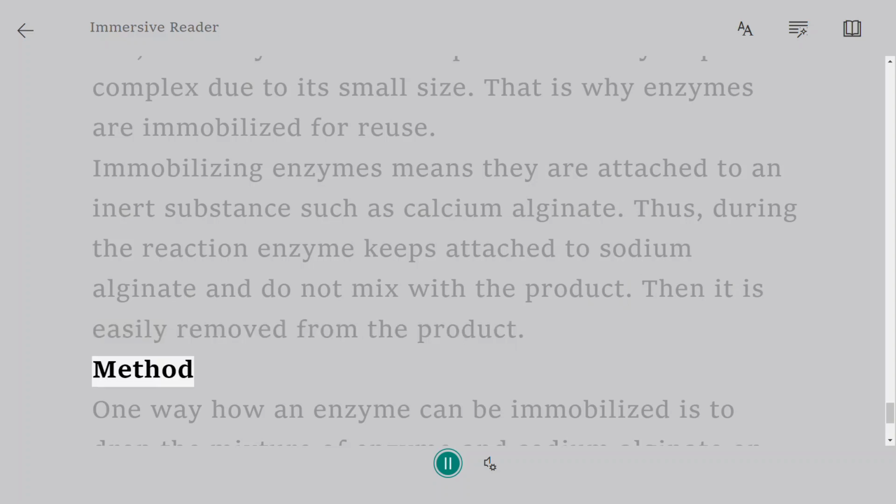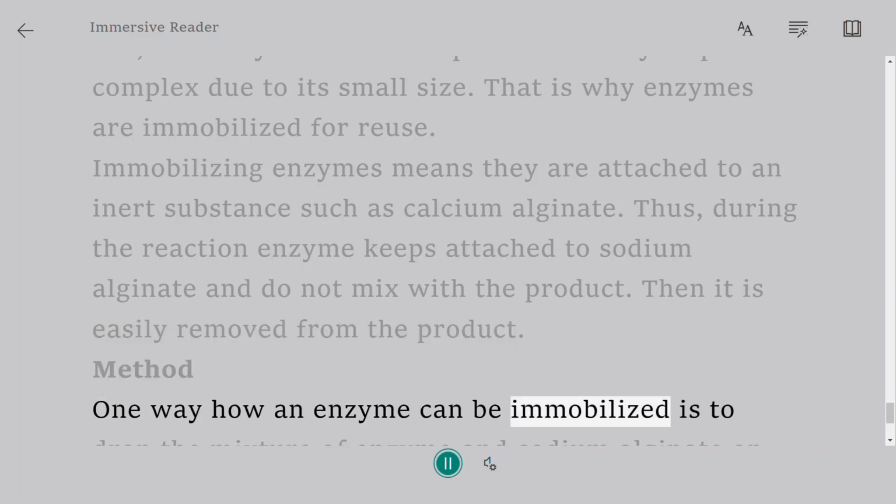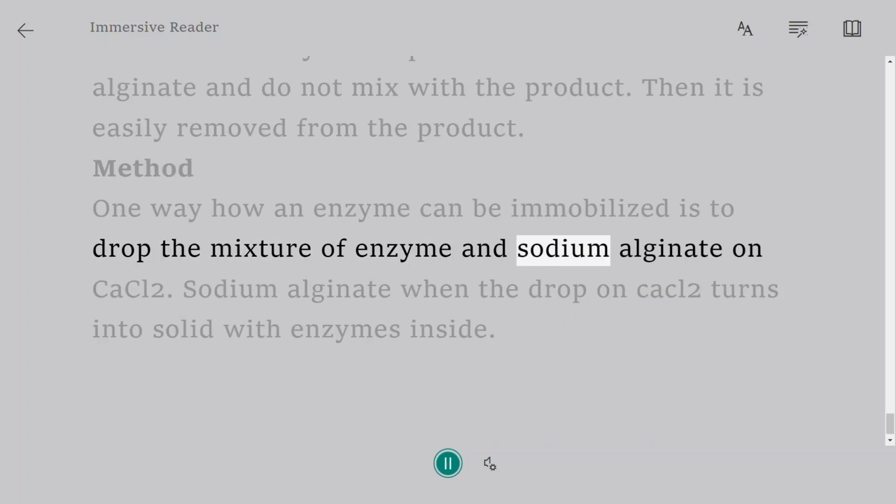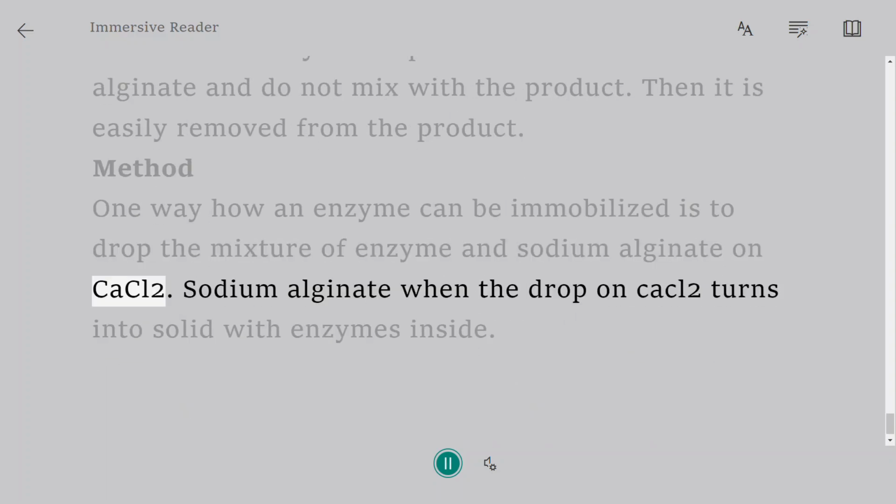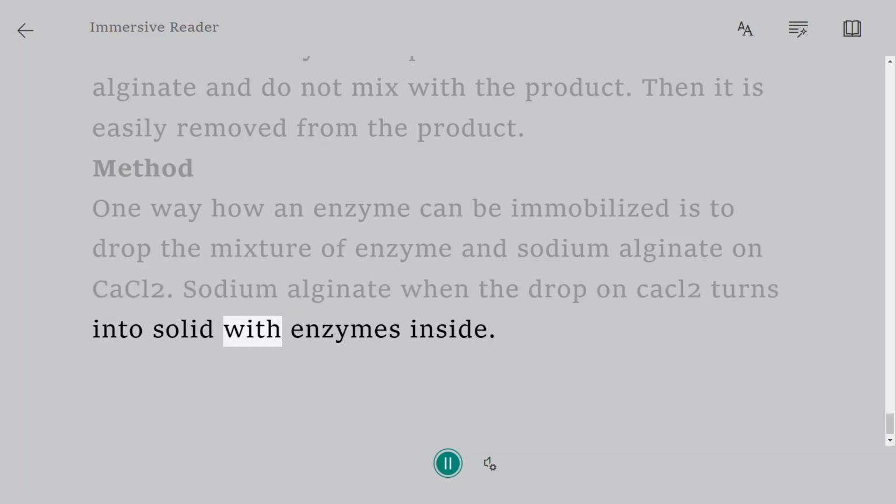Method. One way an enzyme can be immobilized is to drop the mixture of enzyme and sodium alginate onto CaCl2. Sodium alginate, when dropped on CaCl2, turns into a solid with enzymes inside.